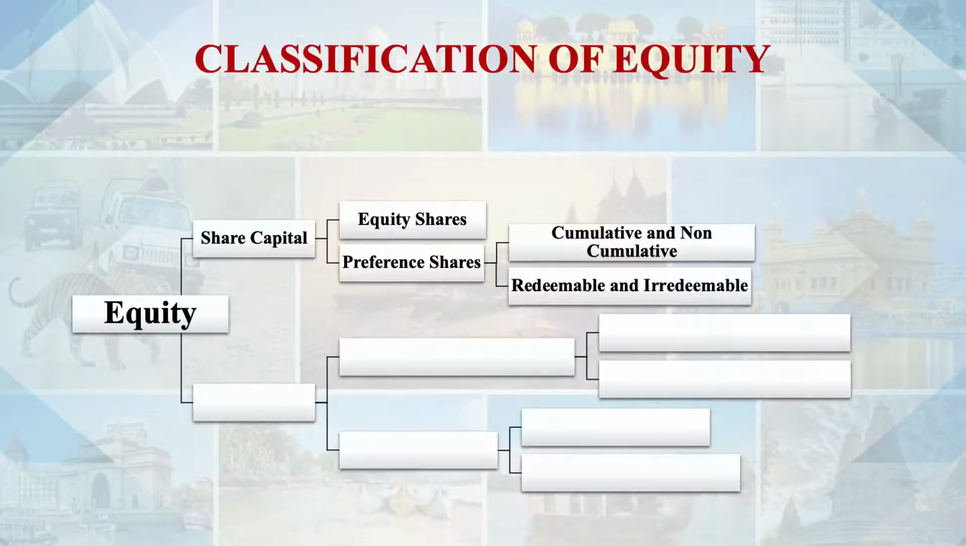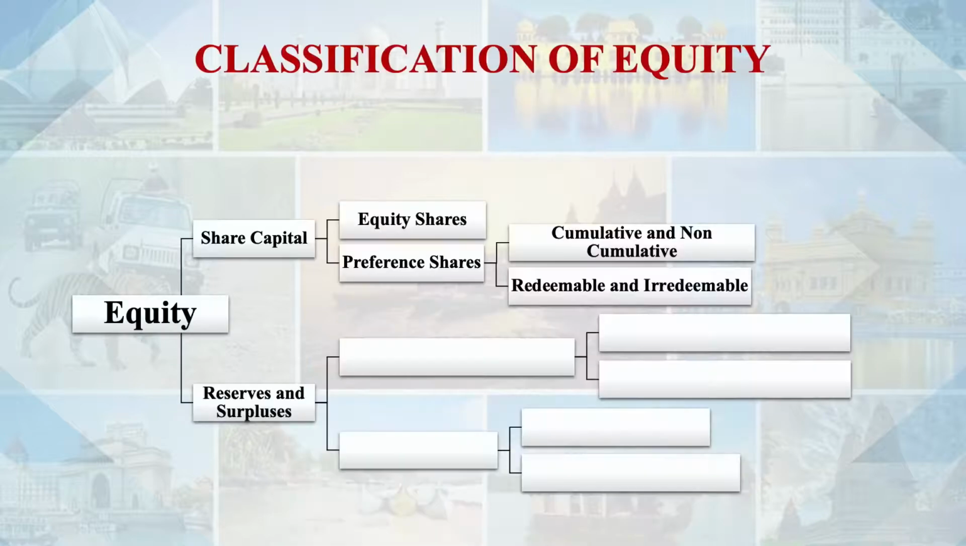Another can be redeemable or irredeemable. Redeemable preference shares are those where the company pays back or buys back the preference shares from the shareholder. That is, after a particular period of time, the company pays back the shareholders the money which they have invested in the name of preference shares. But if they are irredeemable preference shares, during the lifetime of the business these shares cannot be paid back by the company. You will remain the preference shareholder of the company for the whole life of the company. So these are the two categories.